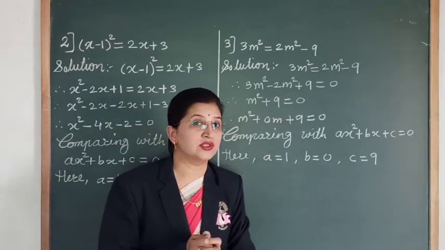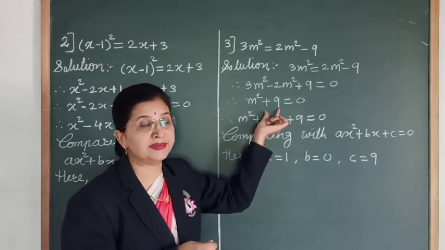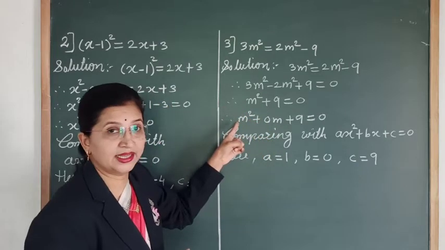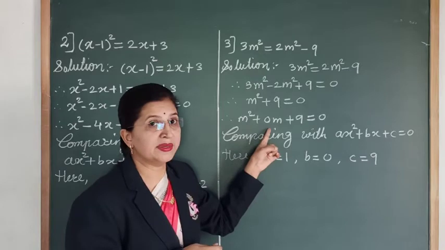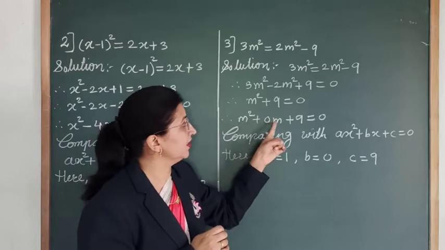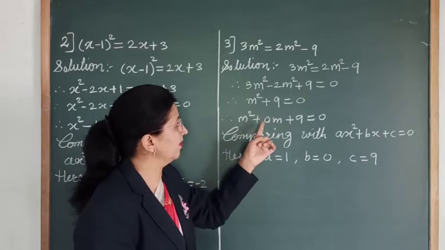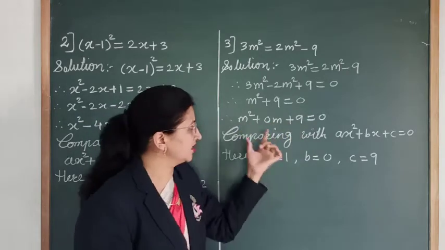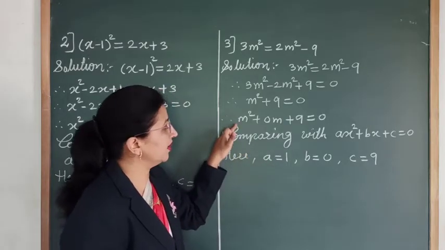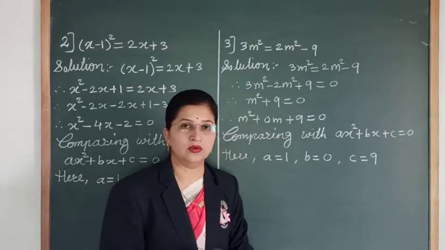Now dear students, here we are asked to write the values of a, b and c. Here the middle term, that is bx, is missing. So here we have to write the equation in the standard form. How will we write that? m². The middle term is missing, so we write 0m, plus 9 is equal to 0. Now we got it in the standard form ax² + bx + c = 0. So let's compare it with the standard form and write the values of a, b, c. So a is equal to 1, b is equal to 0 and c is equal to 9.